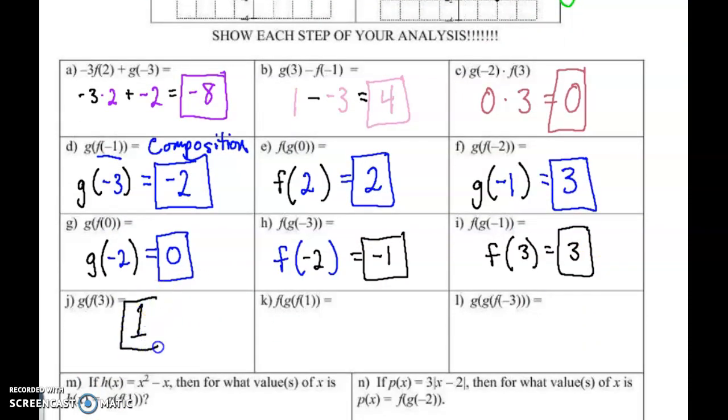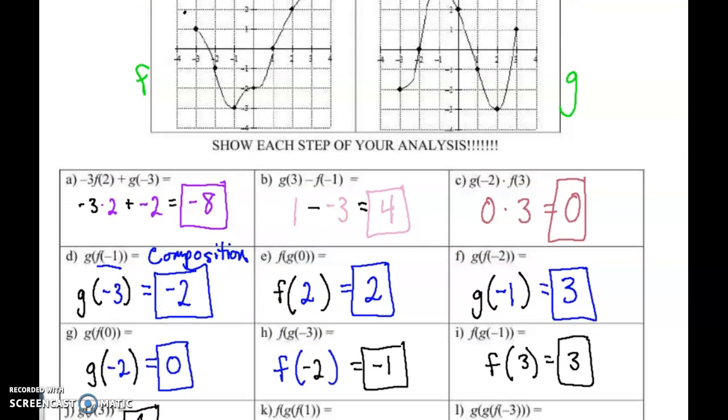And I don't have an answer key for this, so I hope I'm doing it right. Well, I had an answer key for the first couple that I did correctly, but I sometimes make mistakes. f of 1 is 1, and then you do g of 1, which is negative 1, and then you go back to the f of negative 1, which is negative 3.